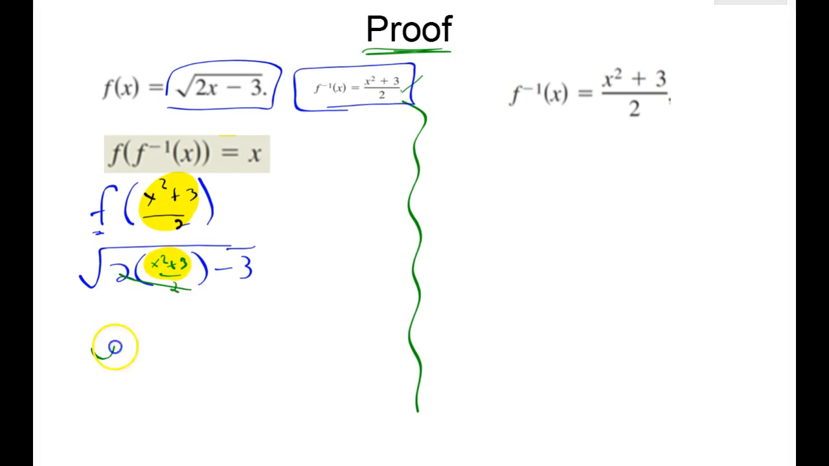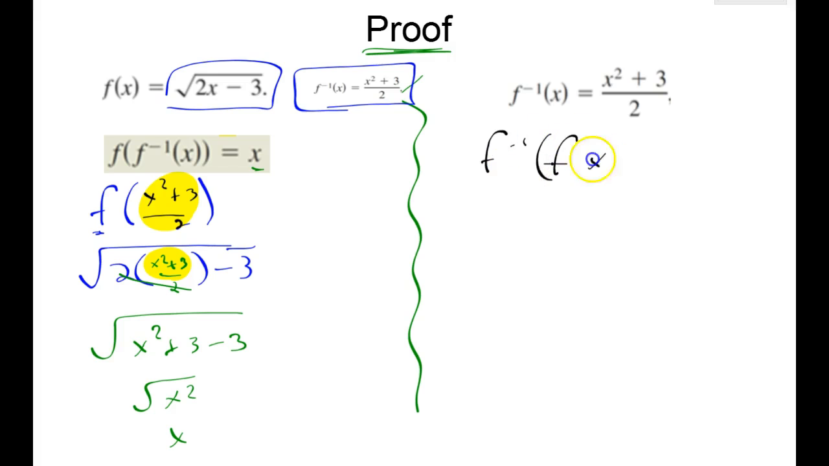Those 2's will cancel. I'm left with the square root of x squared plus 3 minus 3, which is the square root of x squared, which is x, which is what I was trying to prove. So I have to do this twice, though. I also have to check f inverse of f at x and see if that also equals x. So the proof is kind of a two-part proof.